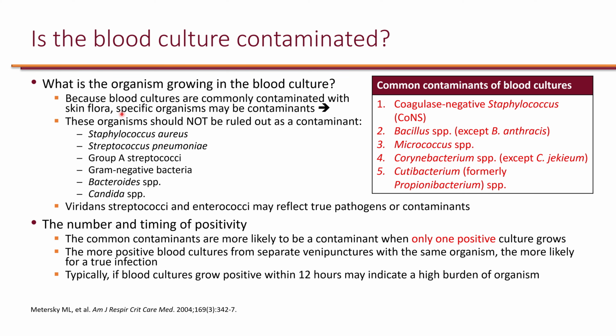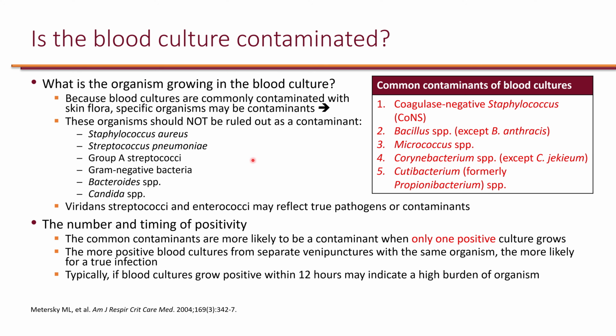Because blood cultures are commonly contaminated with skin flora, specific organisms may be contaminants. The most likely contaminants are coag-negative staph, Bacillus species, Micrococcus, Corynebacterium, Cutibacterium. So these are the ones that are more likely to be a contaminant. So if you have 1 out of 4 bottles growing coag-negative staph, you essentially conclude that it's a contaminant. But if you have 2 out of 4 growing coag-negative staph, that's unlikely to be a contaminant. So you conclude that it's a true infection due to coag-negative staph.